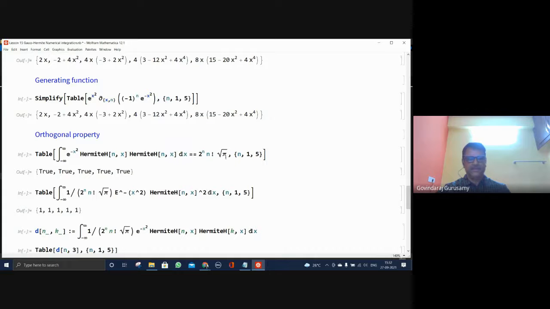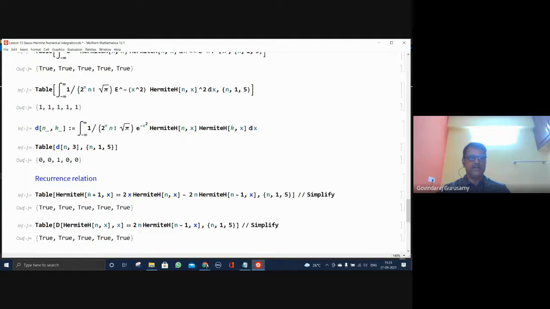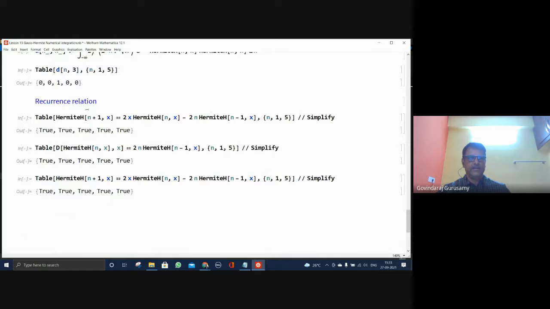Orthogonality can be seen, and we have this weight function with this Hermite. This normalization is being normalized because these two are equal and we bring this to the other side, so it becomes normalized. Well, you can have the orthogonality here and recurrence relations of three different types.